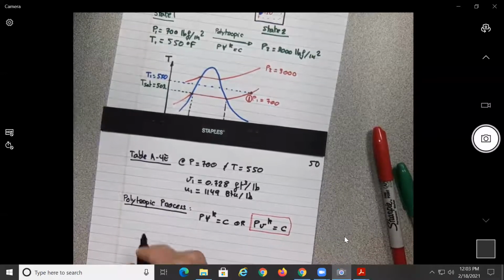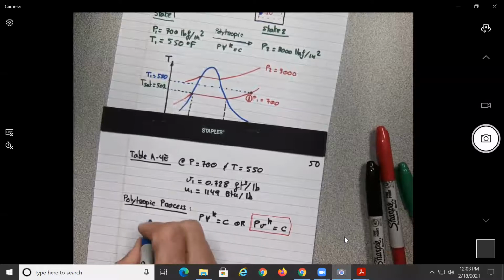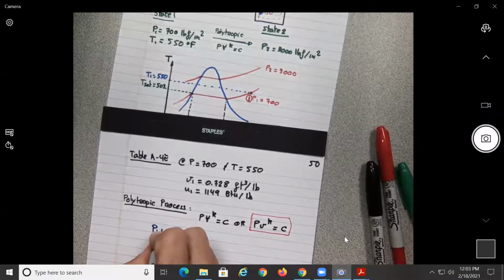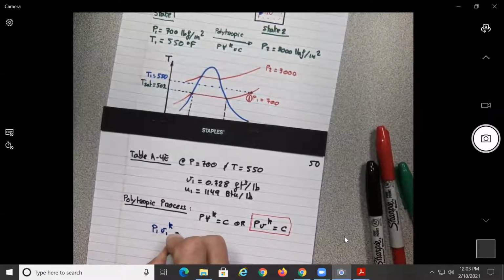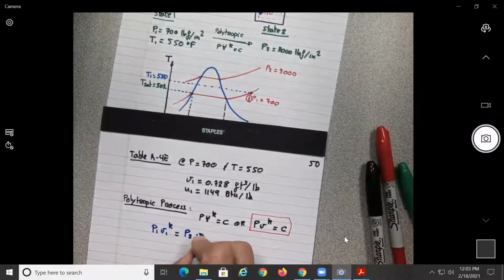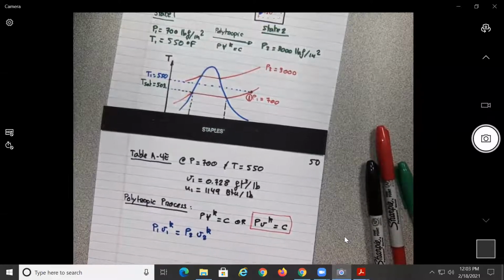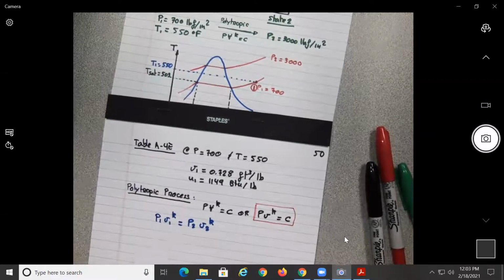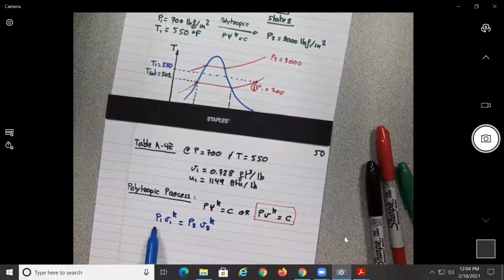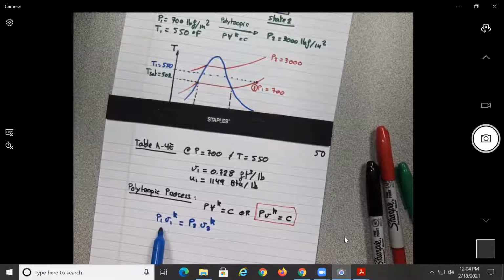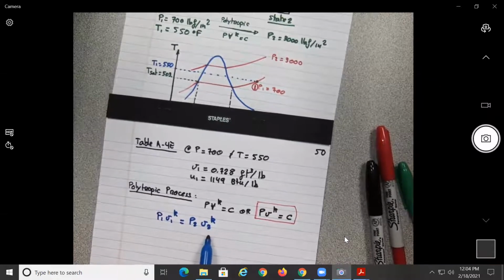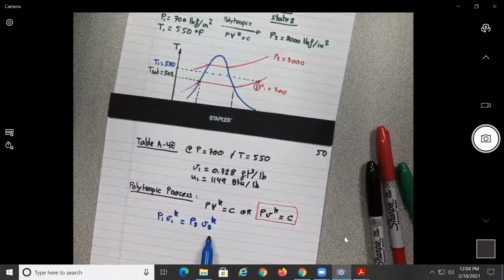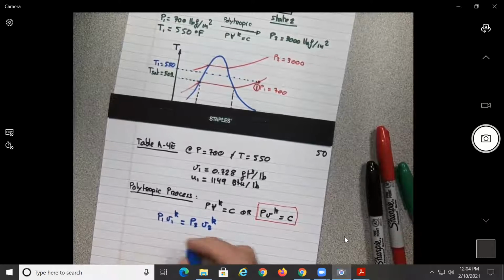All right, so if we know this, what does that mean? That means that we can write down P1 v1^K will be equal to what? P2 v2^K. Do we know P1? Yes. Do we know v1? Yes. Do we know P2? Yes. So what is the only unknown? v2, no? Okay.